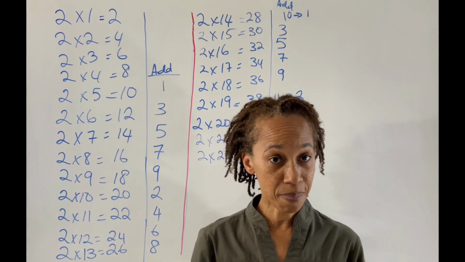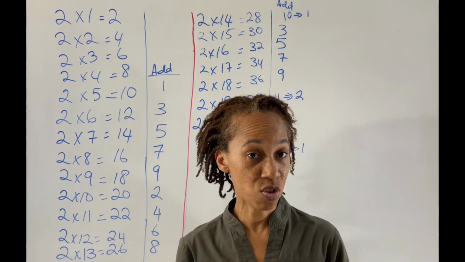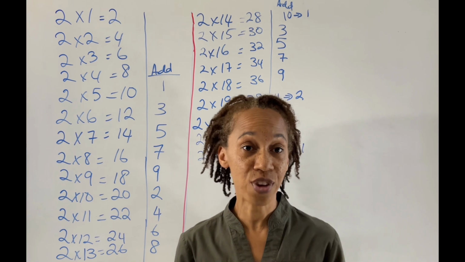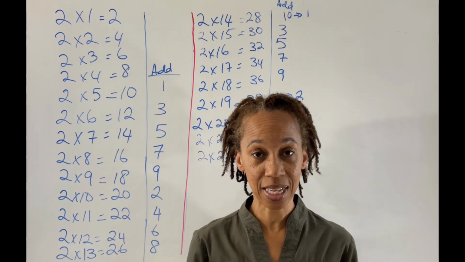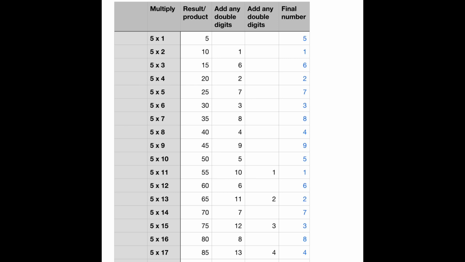Now we're getting to the double digits, so we're going to add that 1 to 0, we're going to get 1. Then 5 times 3 is 15, and then we're going to add that 1 to the 5 and we're going to get 6. Now 5 times 4 is going to be 20, and we add that 2 and 0, we're going to get 2.